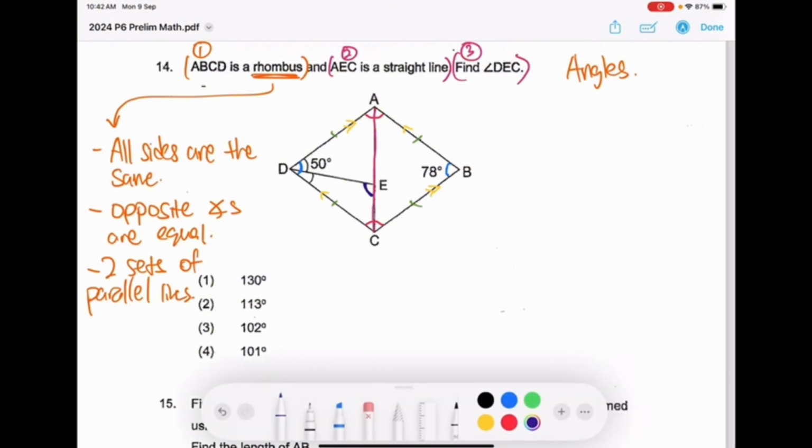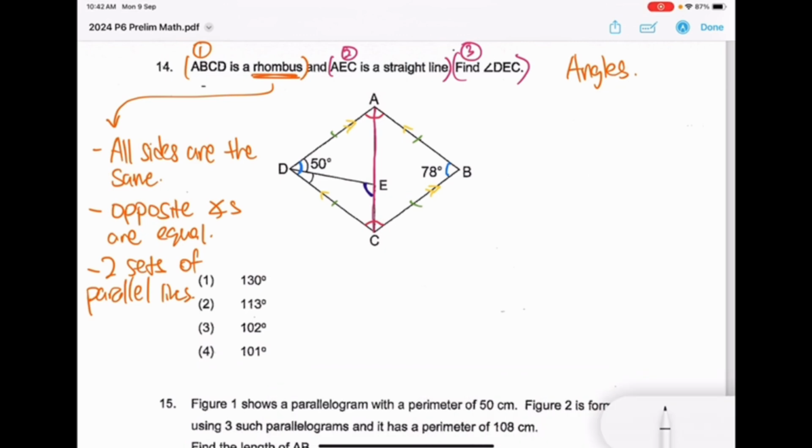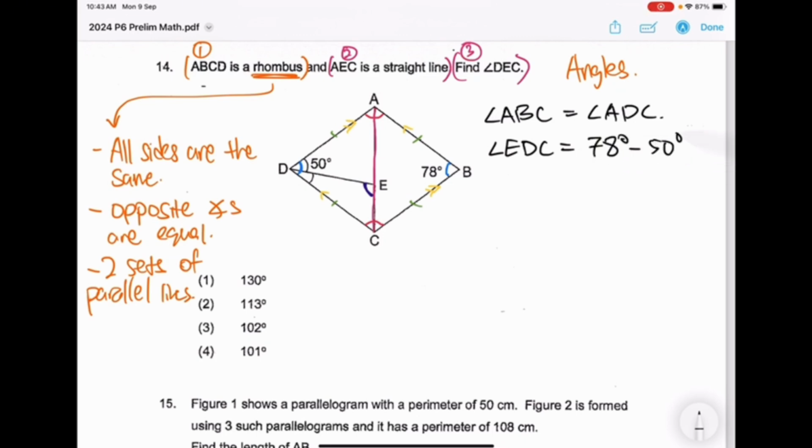Now we have two angles given to us right off the bat. We have this 50 degrees over here and this 78 degrees over here. Looking at point number 2 of my rhombus, opposite angles are equal. I know that angle ABC equals angle ADC. Knowing that, I can find angle EDC. How am I going to do that? I'm going to take 78 minus 50. Because they are equal, I can find this angle over here, which equals 28 degrees.